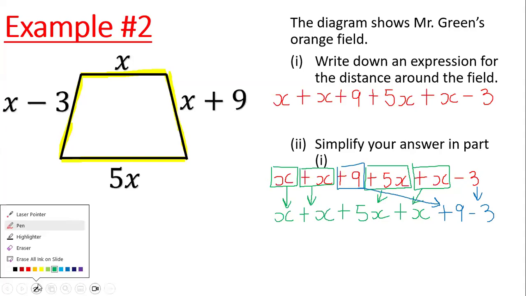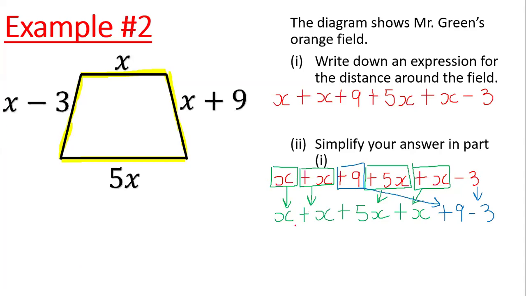Let's add them together, one at a time. x plus x. Remember, the coefficient of x in this case is 1, and the coefficient of x in this case is 1. So what is 1x plus 1x? That's 2x. Plus, we have 5x plus 1x. That's going to be 6x. Very good.